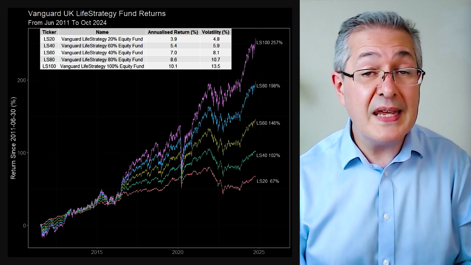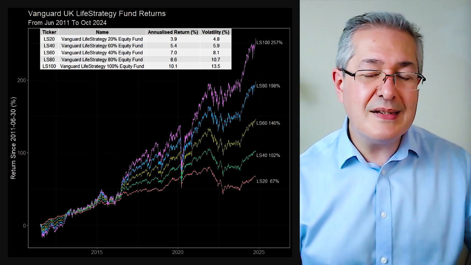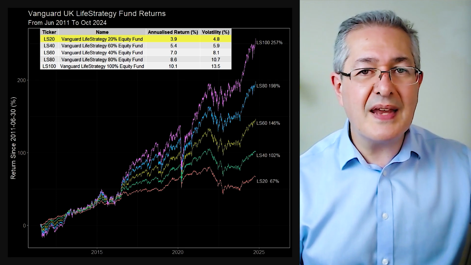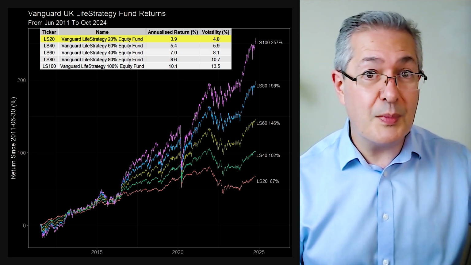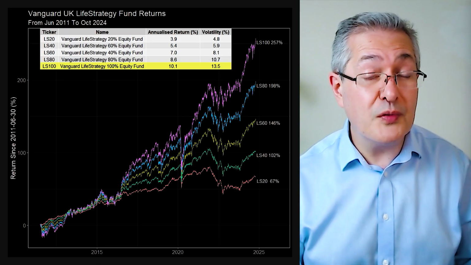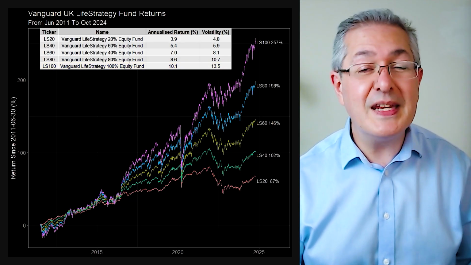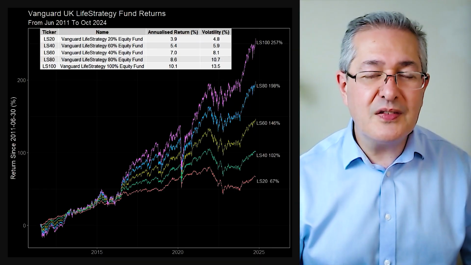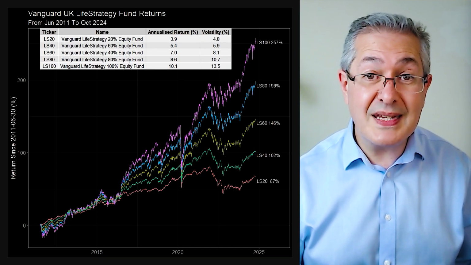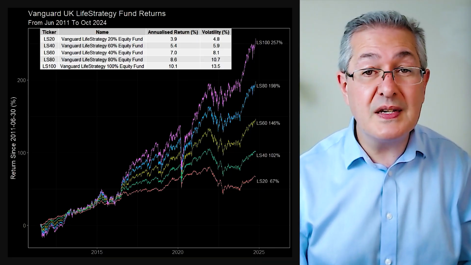Finally, what are the drawbacks of de-risking? What you can see here is the return of 5 life strategy funds, and these are graded according to risk. So it's 20% equity is the lowest risk, it's got the most bonds in it, up to 100% equity, which is no bonds at all. And because this is a period of time which is about 13 years, you can start to see the effects of de-risking an investment, which is that lower risk means lower return.